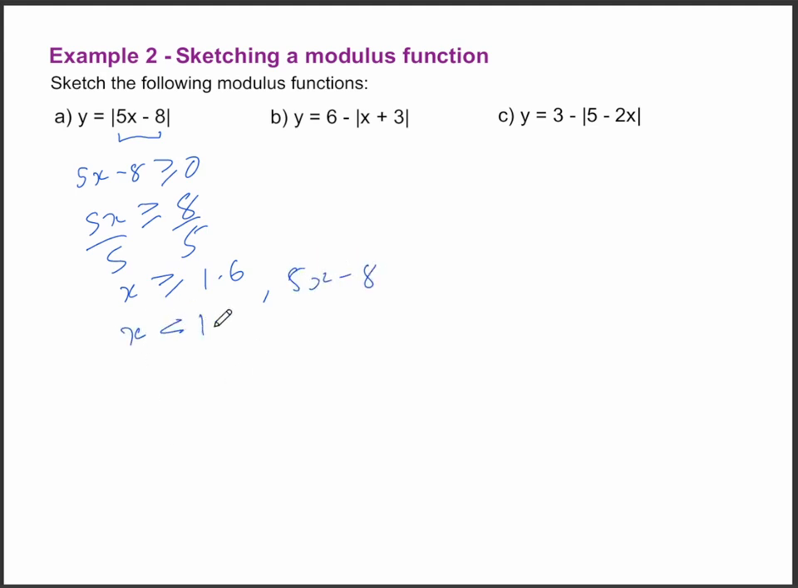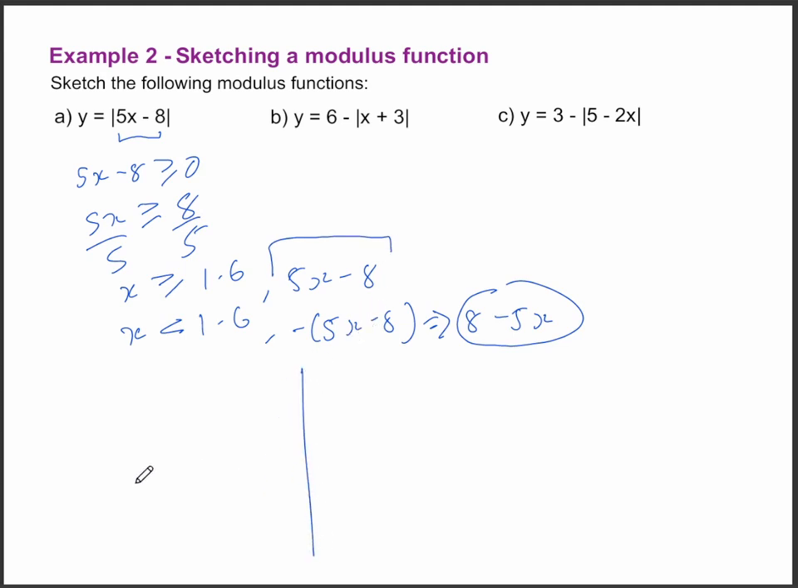When x is lesser than 1.6, the inside 5x minus 8 will be a negative value in itself, which means we want to multiply it by a negative again in order to get a positive value of that function. So it will become negative times that 5x minus 8, which will look like 8 minus 5x. So our graph will look like this for all the values less than 1.6, and our graph will look like this for all the values greater or equal to 1.6.